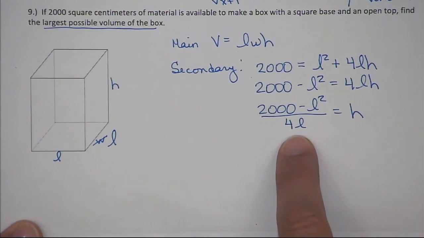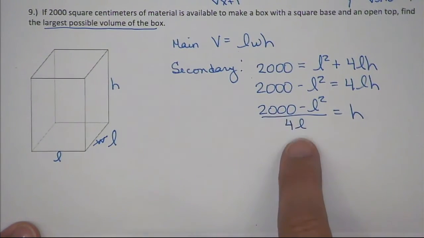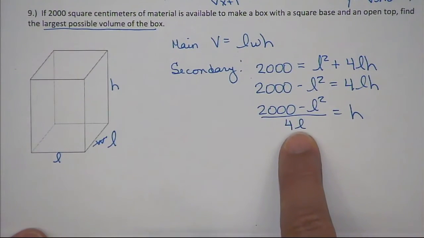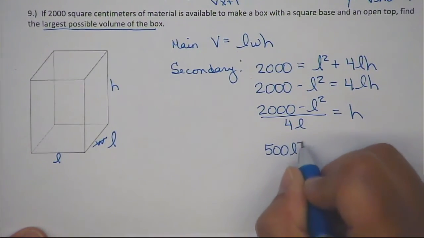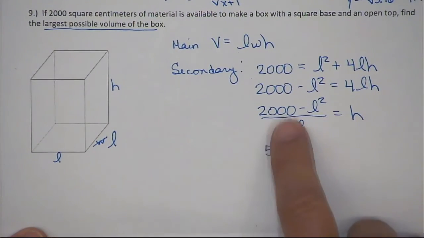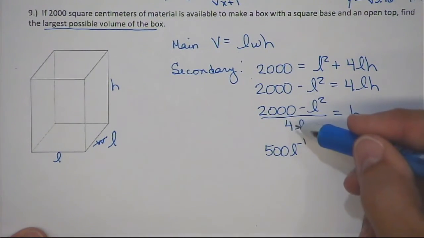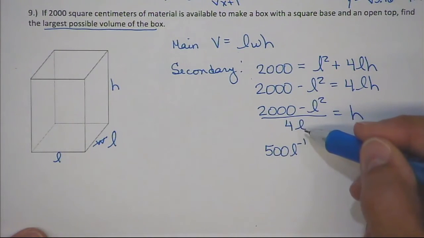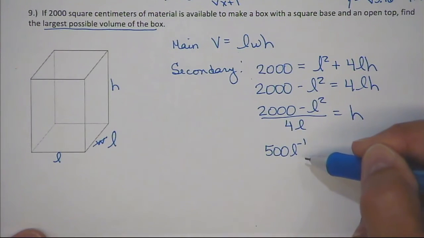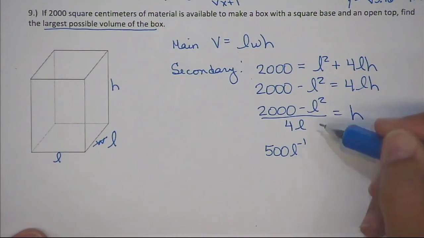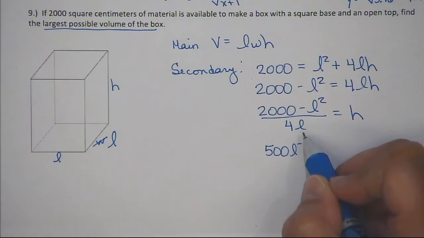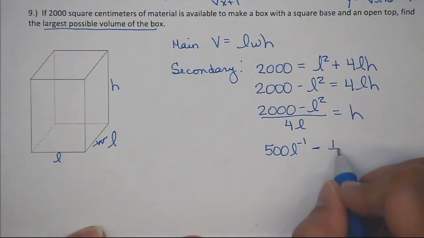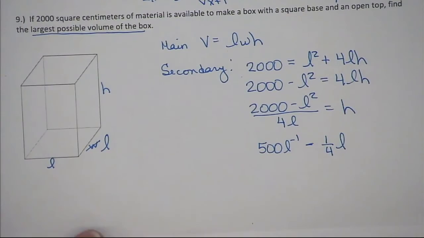Now, let's go ahead and divide it individually. So I'm going to divide each of these terms by 4L. 2,000 divided by 4L, that's 500 over L, which is 500 L to the negative 1. I just wrote it out because I'm going to take the derivative in a minute, so write it as L to the negative 1. And then minus L squared divided by 4L would be 1/4 L, right? Or L over 4, however you want to write it.